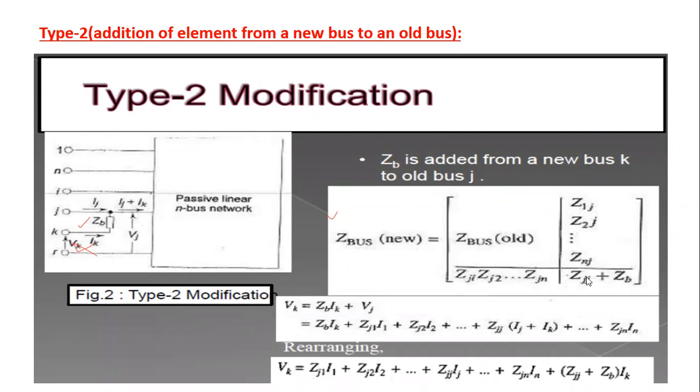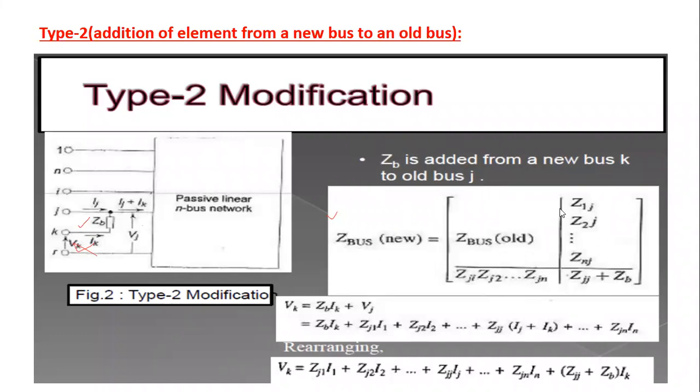J is the old bus and K is the new bus. The ZB branch is added between the old bus to new bus. This is the type 2 modification.